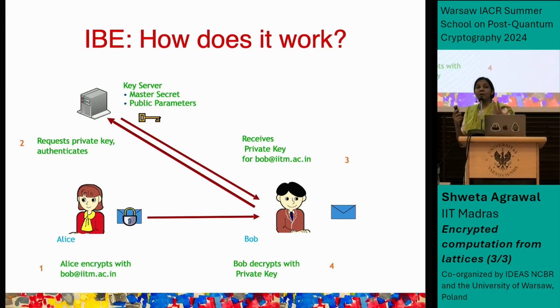So the main difference is that the public key can be arbitrary, and in order to derive a secret key for a given public key, so for your email address, you want to have a secret key, you need to go to a key authority who's going to have a master secret and give you the corresponding key for your ID. Is the model clear?